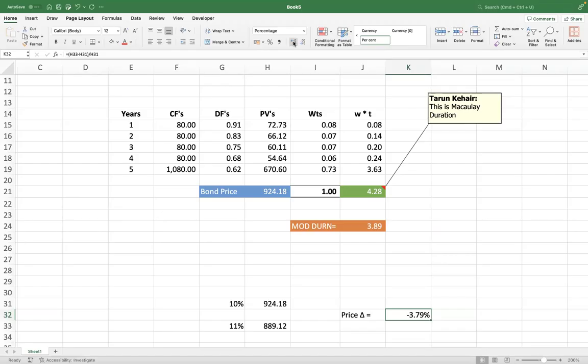There is curvature, isn't it? Convexity, right? We read that. And how is convexity deciphered? Increase in price caused by a drop in the yield is always greater than the drop in price caused by a rise in the yield.